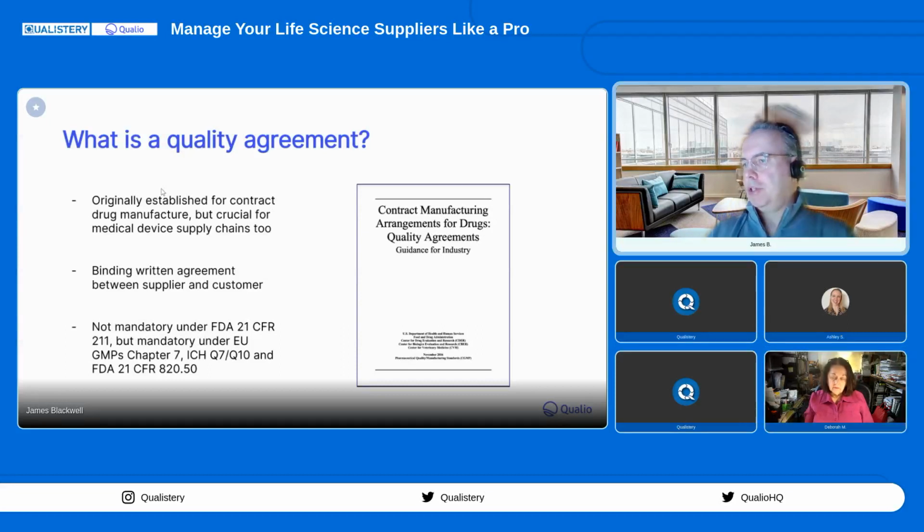I think it's important to mention here, while it's not mandatory under the FDA 21 CFR, it is in their guidance that this is best practices. And that's the difference: one is the letter of the law, but one is best practices and really considered good current manufacturing practice.